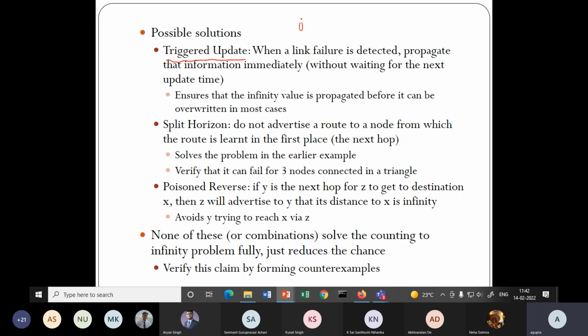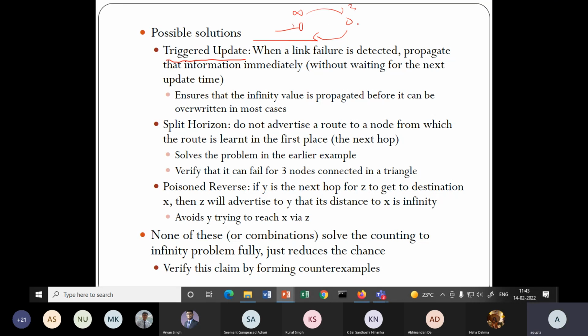So in this case, note that suppose this link changed. There was the infinity already here, and there was the 3 already here. This 3 would have propagated to this after some time. So if I can make the infinity propagate faster than this 3, my problem is solved. So triggered update does this. When a link failure is detected, trigger the update immediately, propagate that information immediately without waiting for the next update time.